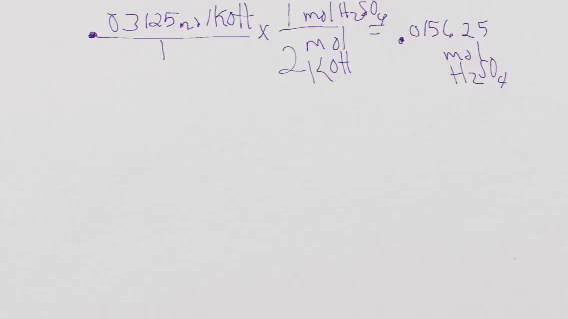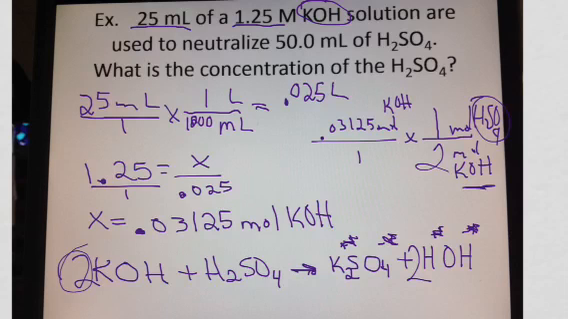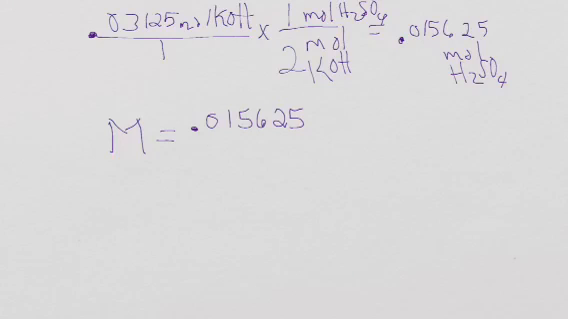So now we need the molarity formula again, this time for the H2SO4. We know the moles are 0.015625. Then we go back to the original problem, and it tells us the volume. So we had 50 milliliters. So take your 50 milliliters, change it to liters. So that'd be 0.050 liters. Okay, so that goes on the bottom.